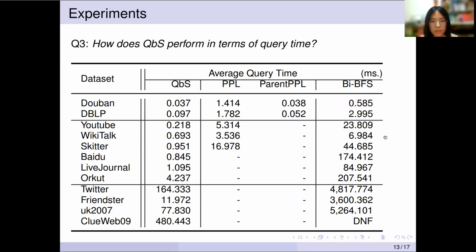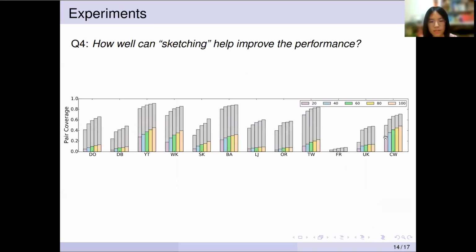Now, the query time efficiency, labeling space efficiency, and the scalability of query by sketch were preliminarily verified. We further want to know why our method performs well, and how the sketch improves the performance. So we test our method using different numbers of landmarks. Here, pair coverage ratio refers to the proportion of queries for which the sketch captures the shortest path between query vertices. The light color denotes the ratio that all the shortest paths between query vertices are captured by the sketch.